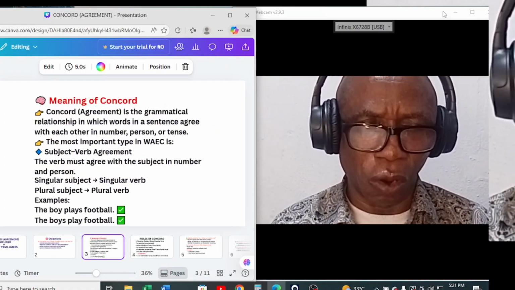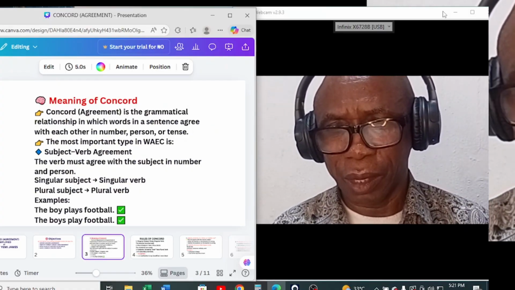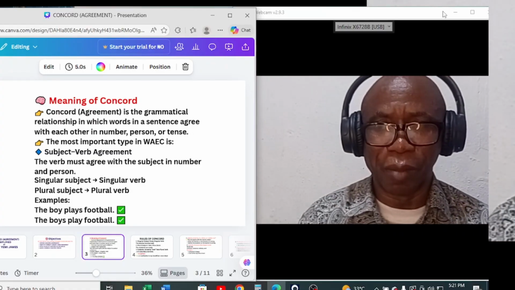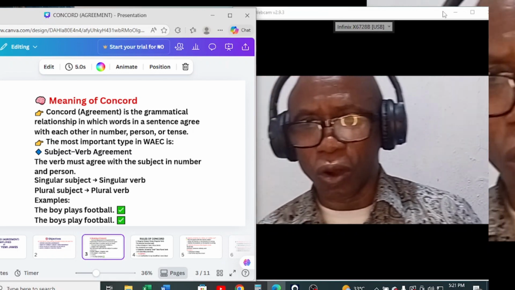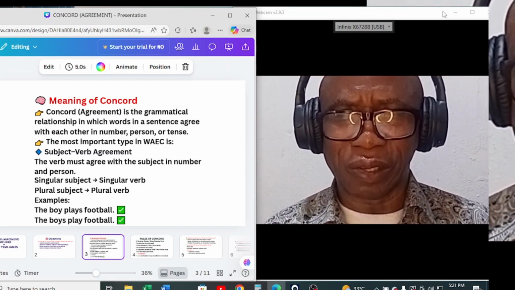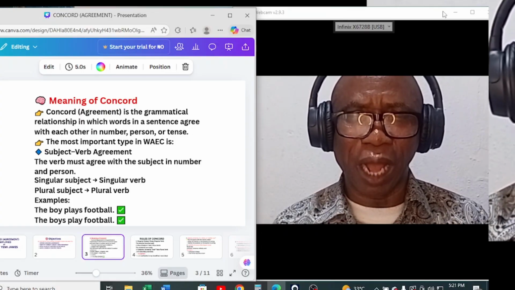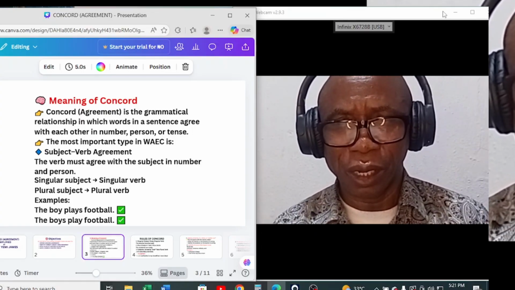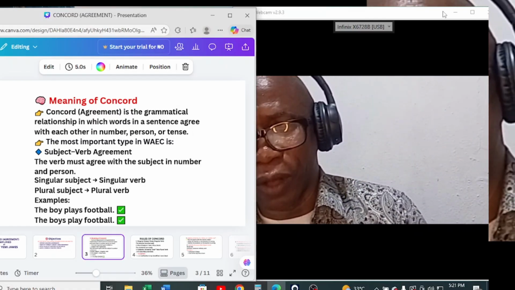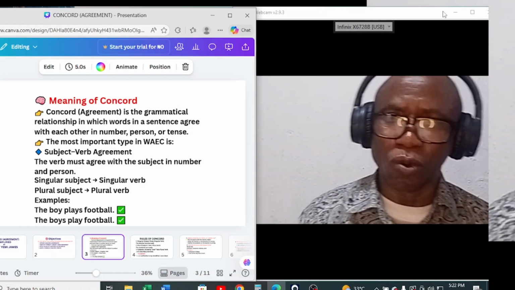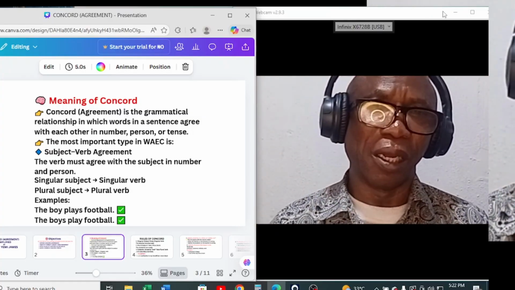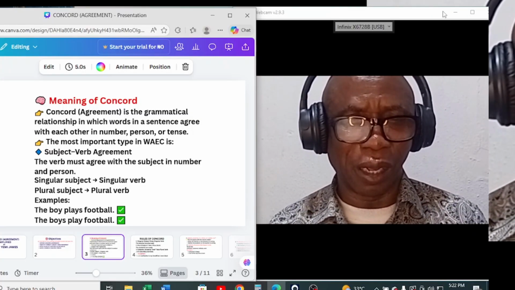What is Concord or what is agreement? When we are discussing English language, what is agreement? Agreement or Concord is the grammatical relationship in which the words in a sentence agree with each other in number, in person, or tense. Agreement is the grammatical relationship in which the words of the English language agree with each other in number, in person, and in tense.